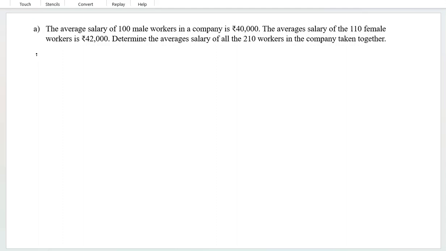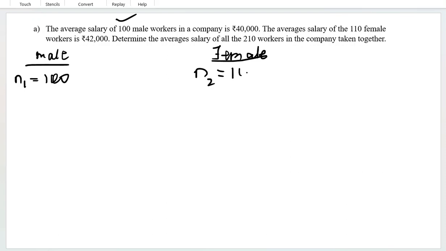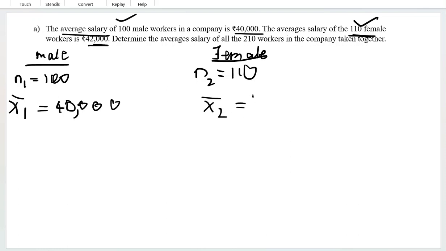Fine. So we have those two groups. Basically, one is the male, the other one is the female. Now, the number of males, which we shall call N1, is nothing but 100, because there are 100 males. The number of females, we shall call N2, and these are 110. The average salary is 40,000, we shall call it X1 bar. Basically, this is the mean of group 1. Average is nothing but mean, so it is the mean of group 1. Similarly, the average salary of the 110 female workers, X2 bar, is 42,000. Now we have to find the average salary of 210 workers.